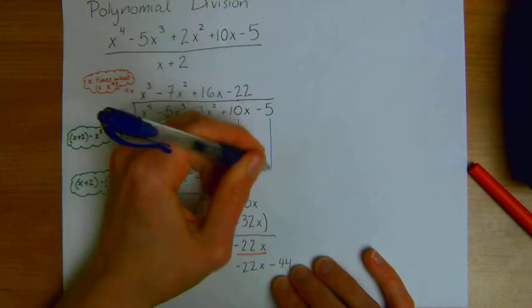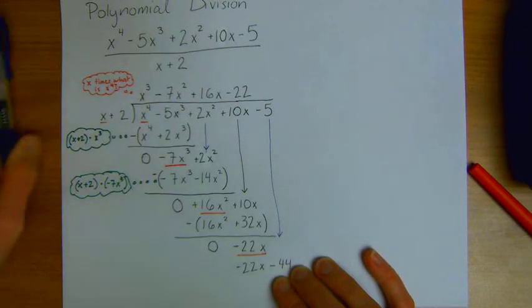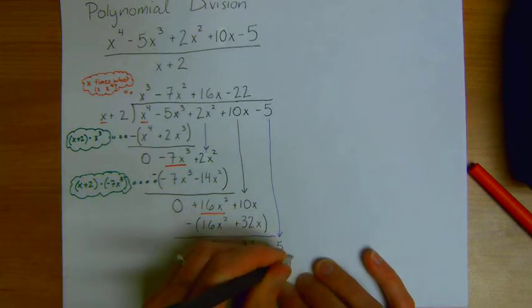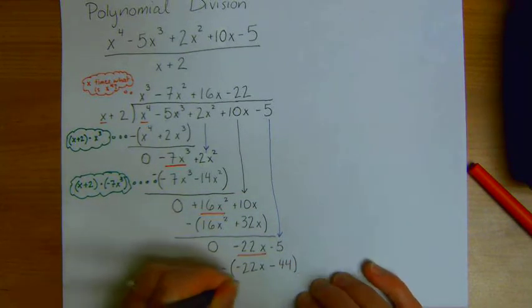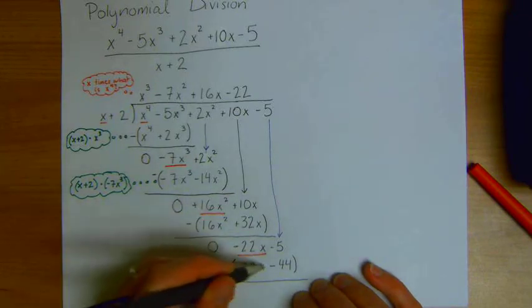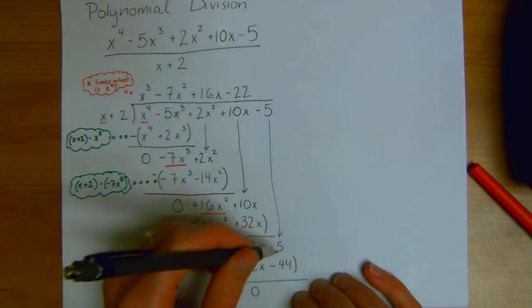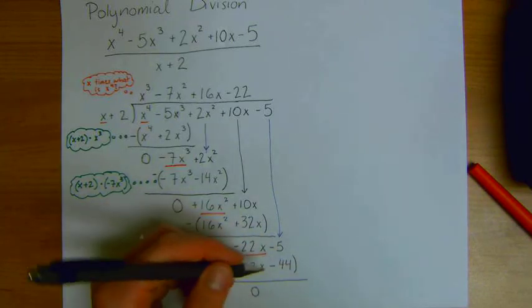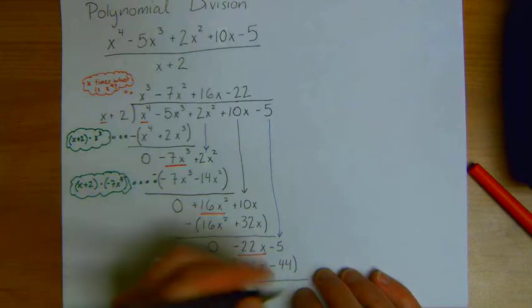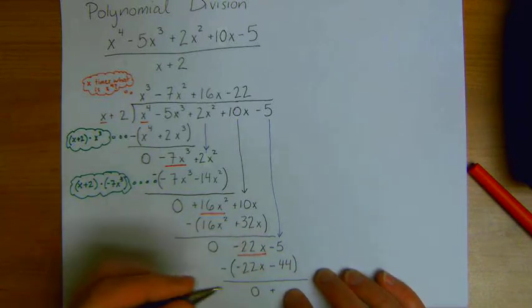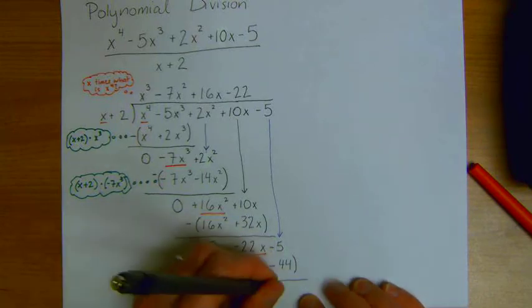Bring down the negative 5 so that I can subtract. And I get negative 22 plus a negative 22 is 0. And then negative 5 minus a negative 44 is actually plus 44, which becomes 39, because that's actually 44 minus 5 is 39.